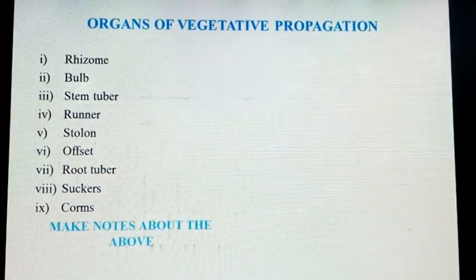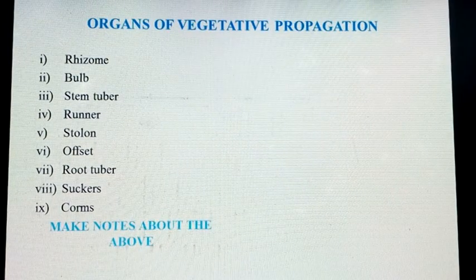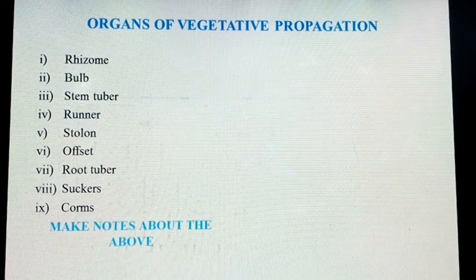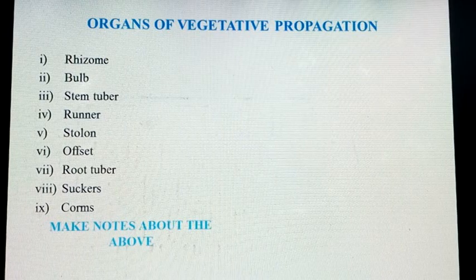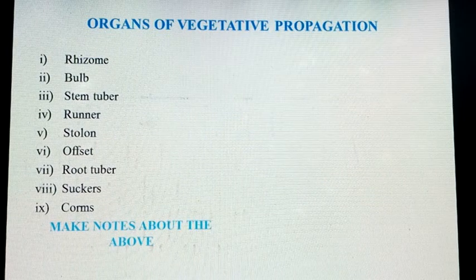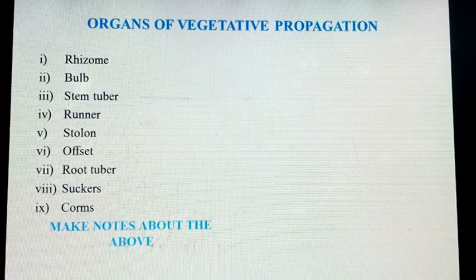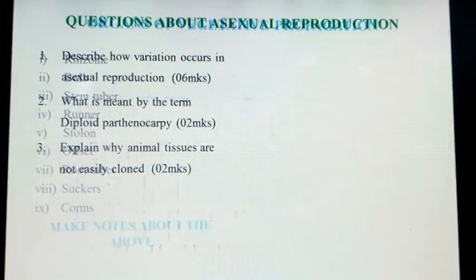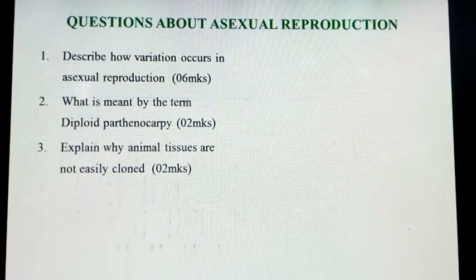Apart from that, we shall request our learners to focus more on organs of vegetative propagation, which include rhizomes, bulbs, stem tubers, runners, stolons, offsets, the root tuber, the suckers, and the corms, and I request my learners to at least make short notes about them. Reference here is biological science, which has many of these organs of vegetative propagation.